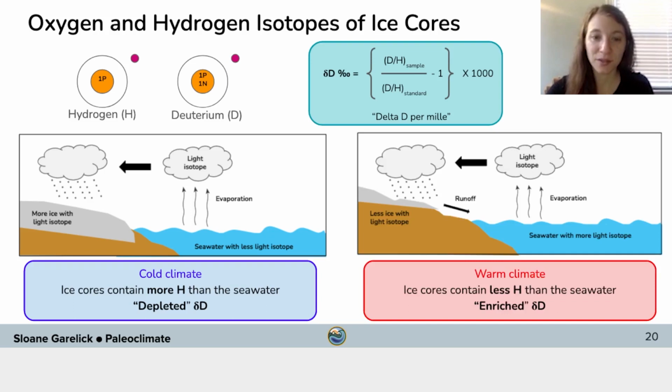In contrast, during warm periods, ice volume decreases as the ice melts, which releases that trapped light oxygen or hydrogen isotopes back into the seawater. As a result, the ice has less of the light isotope compared to the seawater, so the delta D of the ice would be more enriched. So the overall takeaway is that in colder climates, there's a more depleted delta D in the ice cores, and in warmer climates, there's a more enriched delta D of the ice cores.